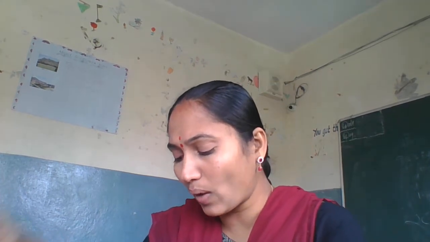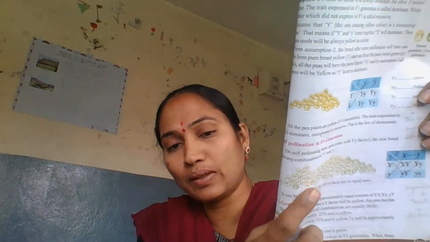So here it can be YY, Yy or yy, all of them in an equal ratio. You can go through this one. So this is the F1 generation self-pollinating. Now this is F2. In the heap, we'll get approximately equal numbers of YY, Yy and yy peas. But any pea that has a capital Y factor will be yellow, and any pea that has both small y's will be green. I said, no, when there are only small y's, it represents only green color. When there is capital Y, it represents the yellow color.